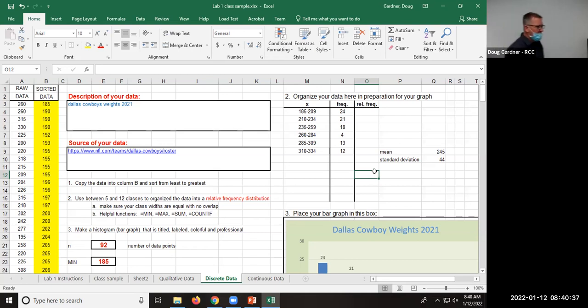Exactly. So in other words, it's really typical to be, let's see, 245 plus 44 is 289. That'd be the top end, right? And then 245 minus 44 would be 201. Would you agree that lots of players are going to be in there? That's what's typical. So if your weight was in there, it'd be like, yeah, of course.